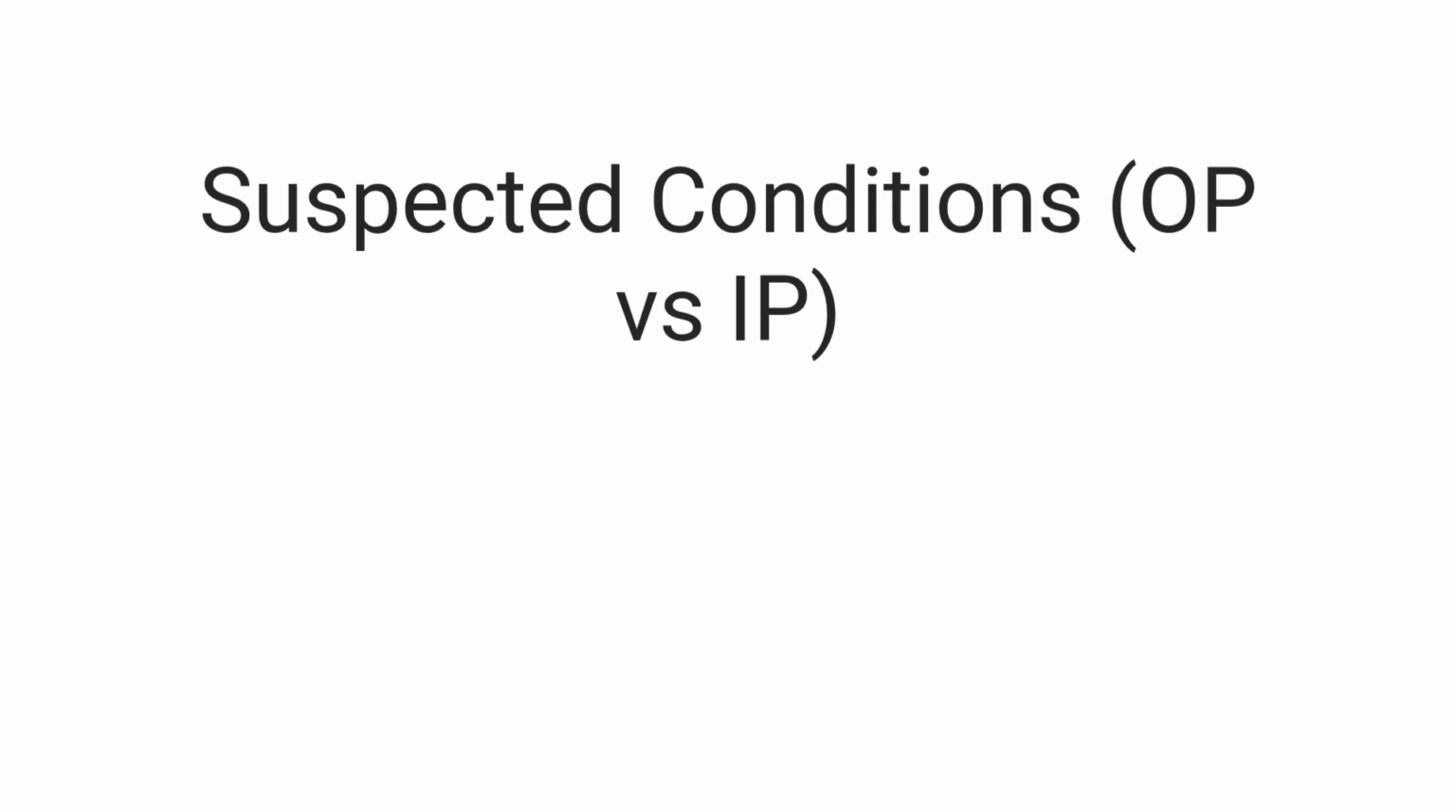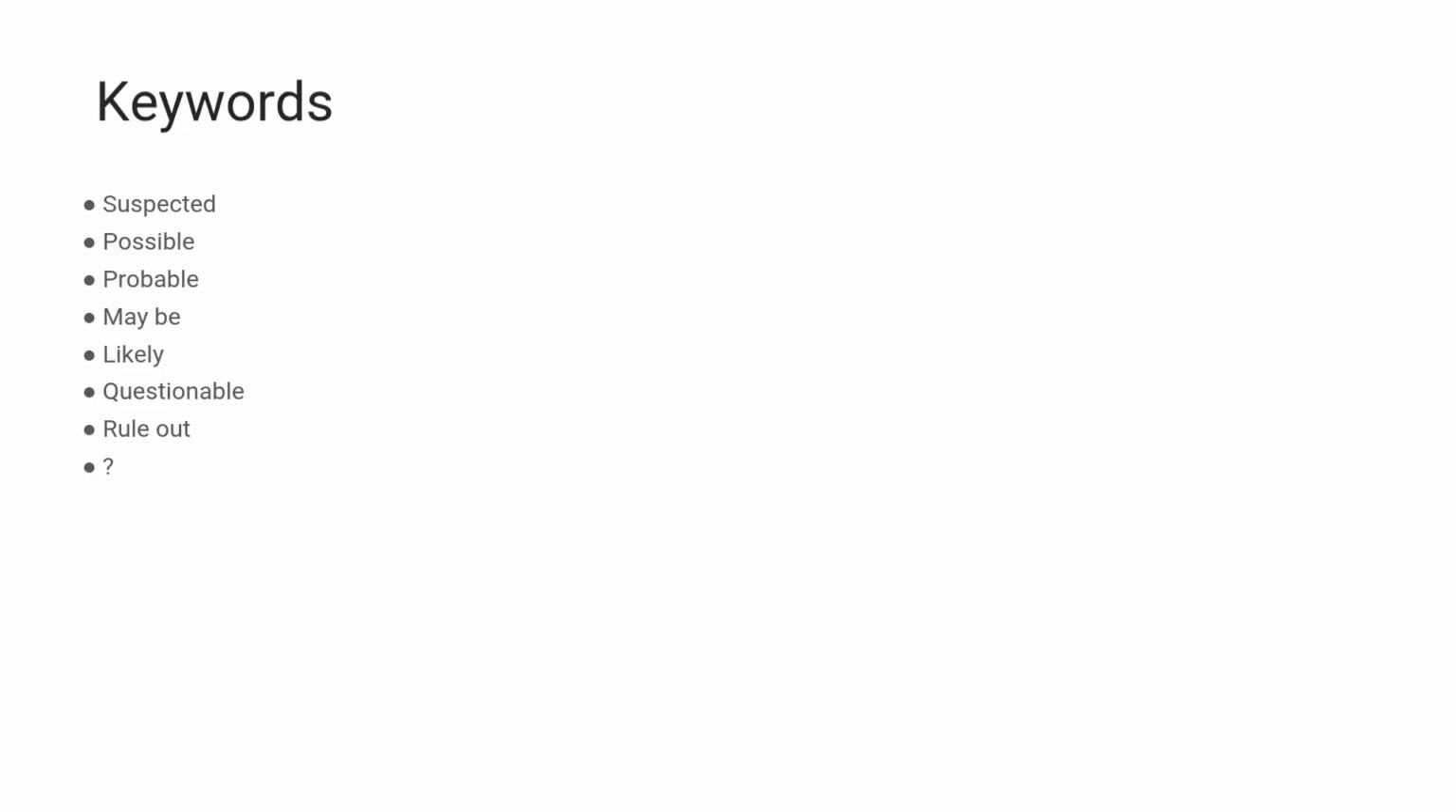In this video, let's clearly understand how to code suspected conditions in outpatient and inpatient settings. This is a very important topic because the rules are completely different in OP and IP, and many students make mistakes here in exams. These are all the terms that indicate a suspected condition, like suspected, possible, probable, maybe, likely, questionable, rule out, or even a question mark. Whenever you see these words, you should immediately understand that the condition is not confirmed yet.